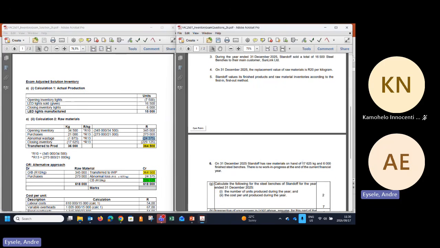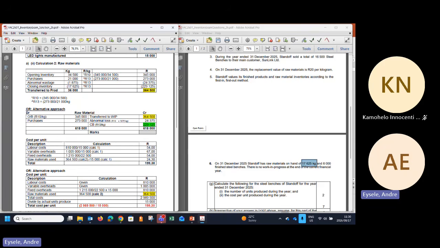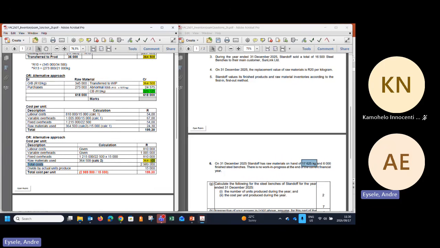They gave us 17,625 kilograms as the closing value. Remember, the same principle applies. Raw material, you've got your opening stock plus purchases, less your closing stock, will give you the amount that is transferred to work in progress. So we have got 364,500 Rand of raw materials transferred to your work in progress.